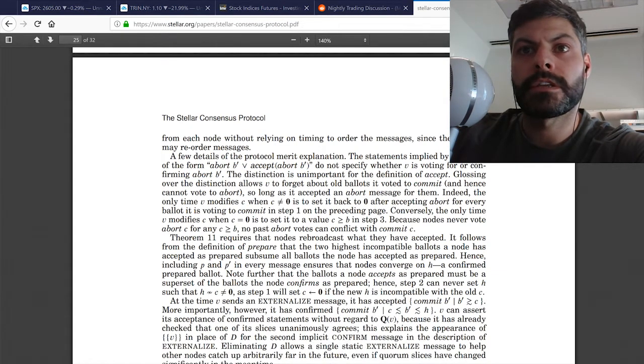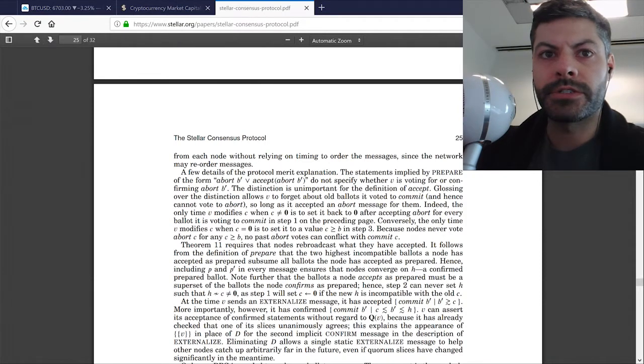Theorem 11 requires that nodes rebroadcast what they have accepted. It follows from the definition of prepare that the two highest incompatible ballots a node has accepted as prepared subsume all ballots the node has accepted as prepared. Hence, including p and p′ in every message ensures that nodes converge on h, a confirmed prepared ballot. Note further that the ballots a node accepts as prepared must be a superset of the ballots the node confirms as prepared. Hence, step 2 can never set h such that h is not compatible to c, which is not equal to 0, as step 1 will set c assigned to 0 if the new h is incompatible with the old c.